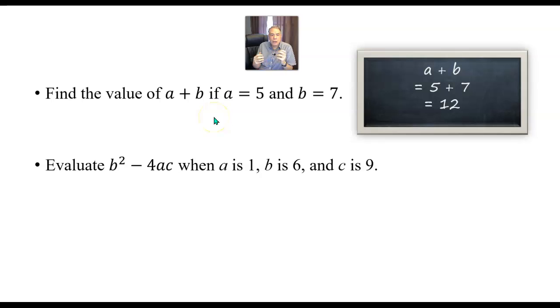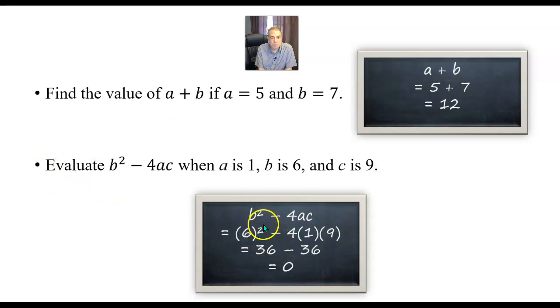What about evaluating b squared minus 4ac when A is 1, B is 6, and C is 9? So you take your expression b squared minus 4ac, put in 1 in place of A, 6 in place of B, and 9 in place of C. So you're evaluating 6 squared minus 4 times 1 times 9. Well, 6 squared is 36. 4 times 1 is 4, times 9 is 36. And finally, 36 minus 36 is 0.